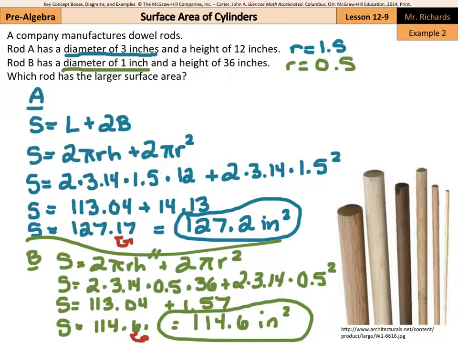So to answer my question, which rod has the larger surface area, well, that would have to be rod A.